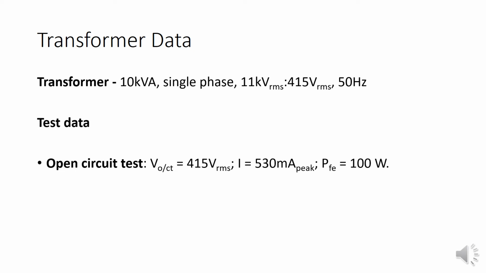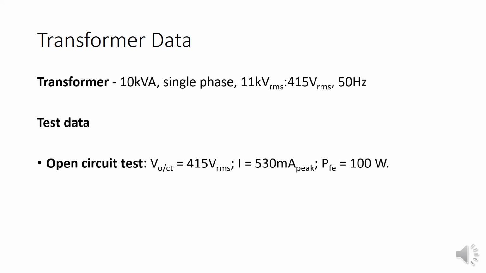Then the current value was given as 530 milliamperes. Then the power, which is 100 watts, right? Here the current is equal to 530 milliamperes, and it is given as a peak value. When you are doing the power calculation, as you remember, you will always use the RMS value. Therefore you have to divide this 530 by root 2 in order to get the RMS value, right?